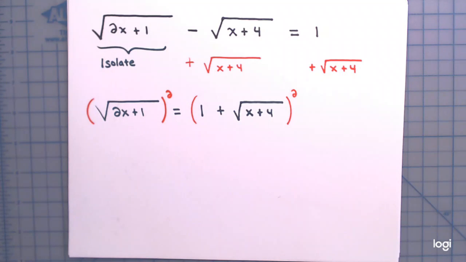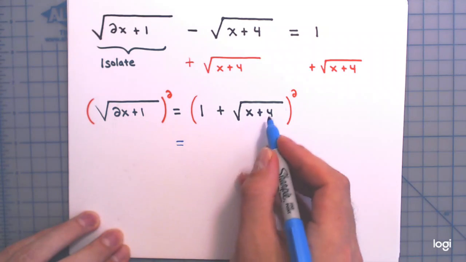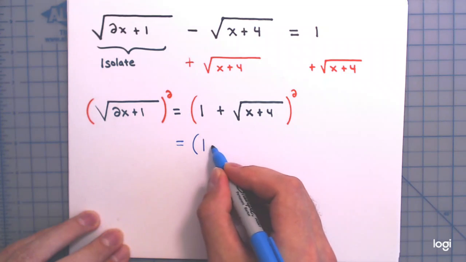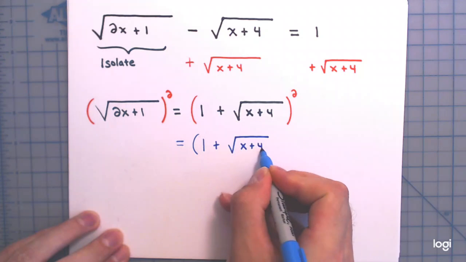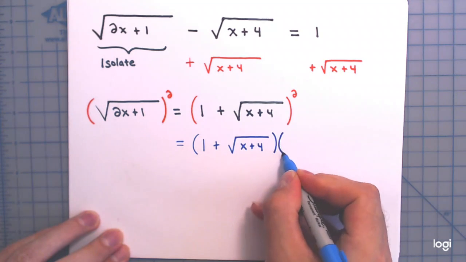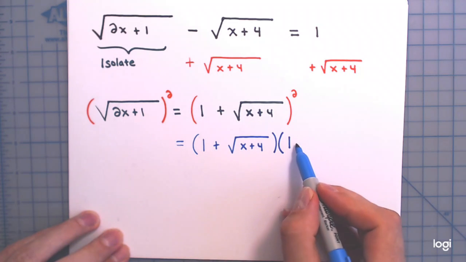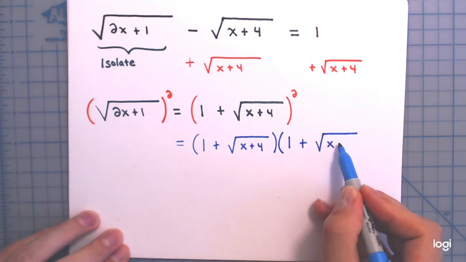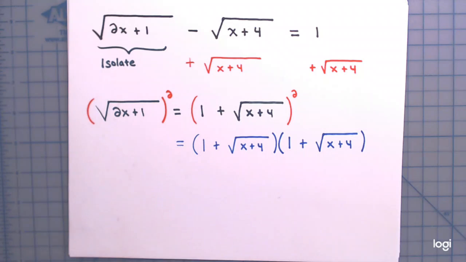What this truly means is the following. It means square this whole side. Take that side, 1 plus the square root of x plus 4, and multiply it by itself. So the quantity 1 plus the square root of x plus 4 times again the quantity 1 plus the square root of x plus 4. All right, and then we're going to do all sorts of distributing, or foiling, if you will.